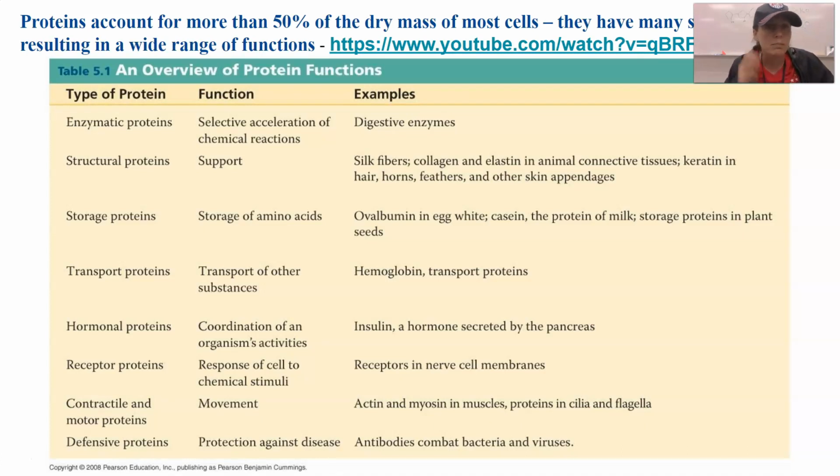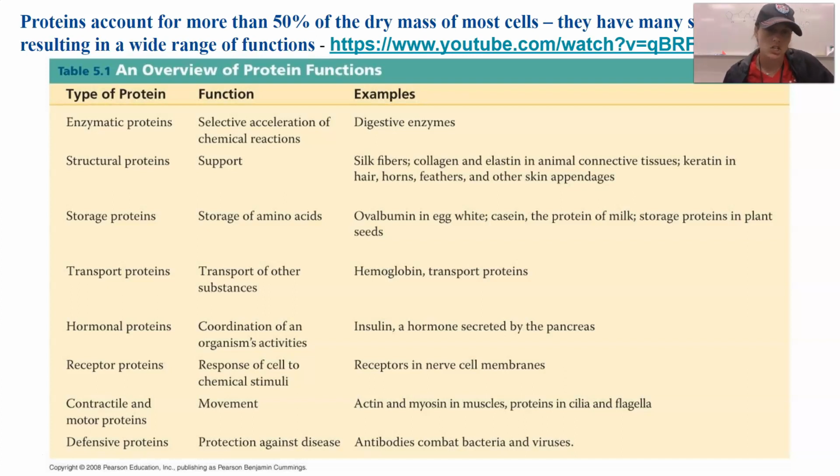Okay, so proteins will account for about 50% of the dry mass of most of your cells. So they are huge for the macromolecules. They make up your muscles, they make up your bones. They have enzymatic properties, as in they can help catalyze chemical reactions. They are support proteins. You see those in your bones, in the silk of spiders, and in different horns and hair and other little appendages.